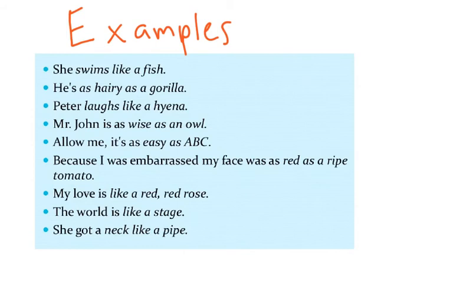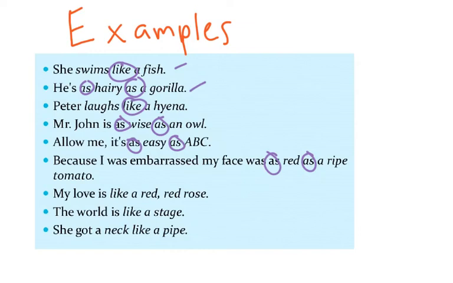Here's a couple more examples. She swims like a fish. He's as hairy as a gorilla. Let's actually mark those keywords. Like a fish, as a gorilla. Peter laughs like a hyena. Mr. John is as wise as an owl. Allow me, it's as easy as ABC. Because I was embarrassed, my face was as red as a ripe tomato.